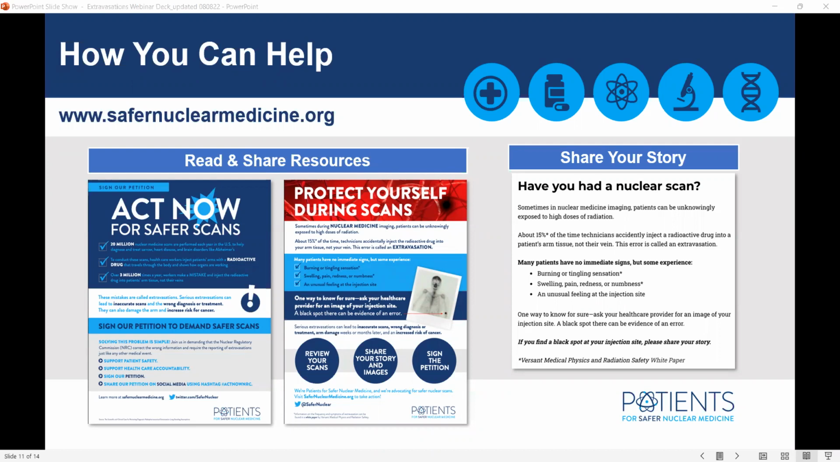You will also find resources that we created that you can share, that you can print off, you can take to your doctor's appointment. These are infographics that are easily downloadable from our website. And if you have a story to share, please share it with us. If Pam's story sounded familiar to you, then tell us about it. We want to hear from you.